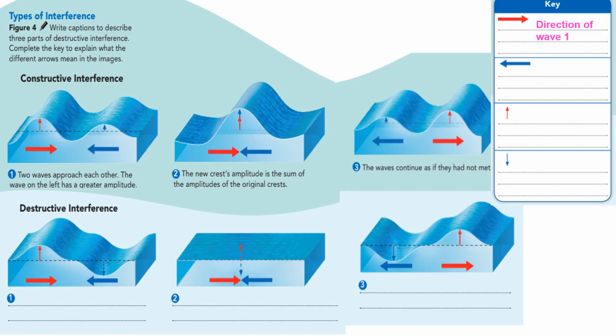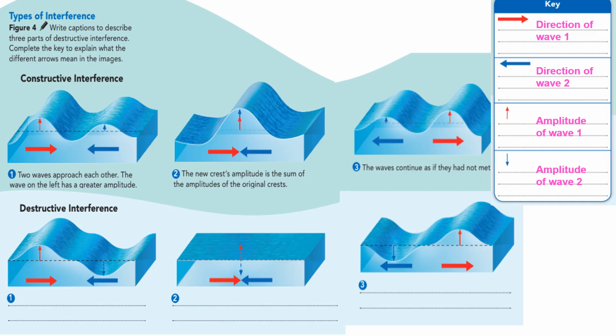The right arrow shows the direction of wave 1. The red arrow, not the right arrow, it is going to the right, but it is red. The blue arrow going to the left shows the direction of wave 2. The up arrow is the amplitude of wave 1. The down arrow is the amplitude of wave 2. And of course, they correspond to both. So the blue arrow is wave 2, the red arrow is wave 1. Red everything is wave 1, blue everything is wave 2.